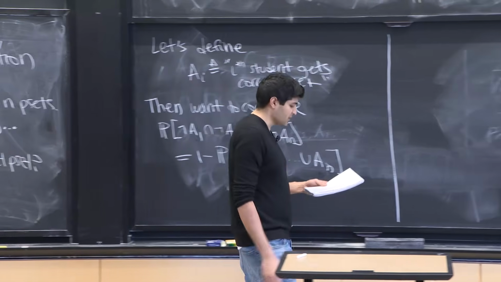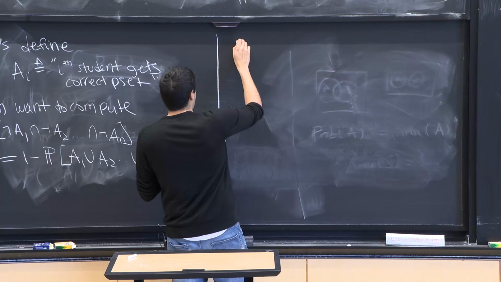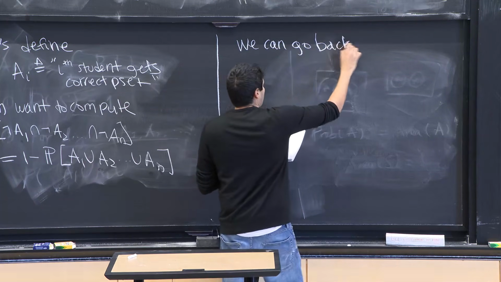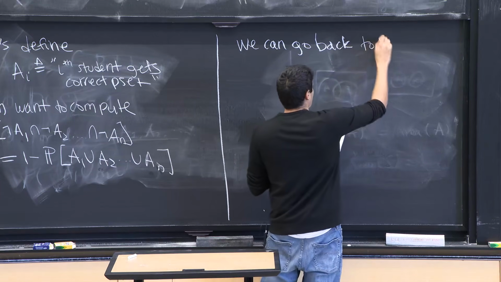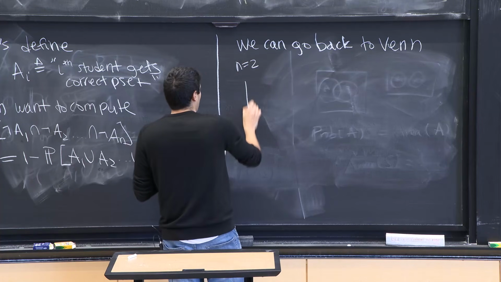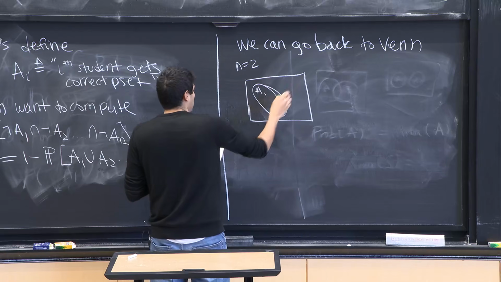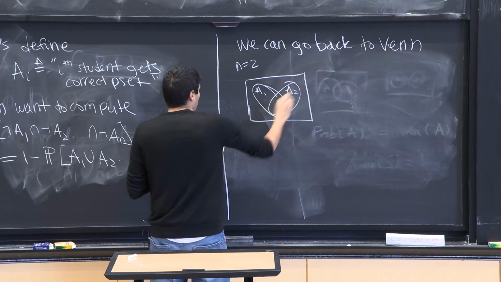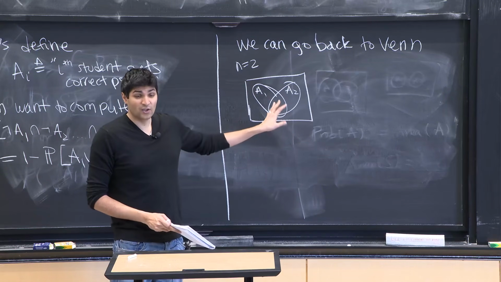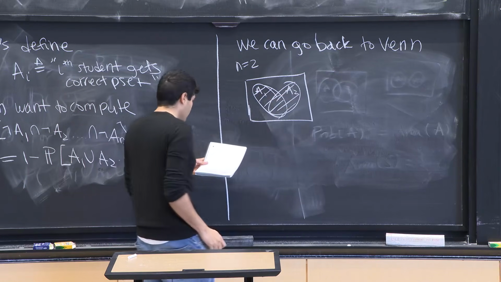So let's think about this in some special cases, which I claim we can always go back to our friend, the Venn diagram, to think about what's happening in this space. So let's write out a simple Venn diagram just in the case where n equals 2. So I have my sample space, I have my event A_1, I have my event A_2. And what I care about is the probability that I throw a dart and that it lands in the union of A_1 and A_2, right? Which is just this shaded region right here.